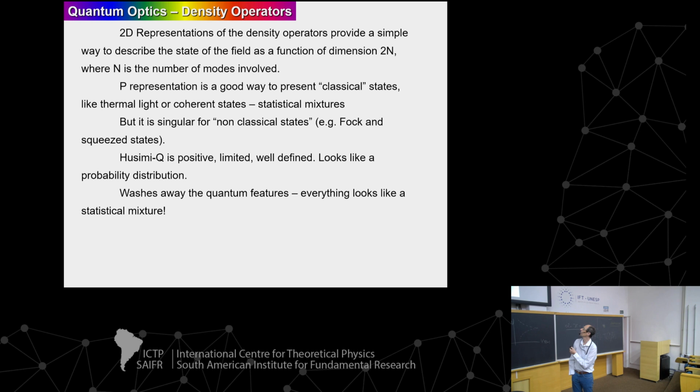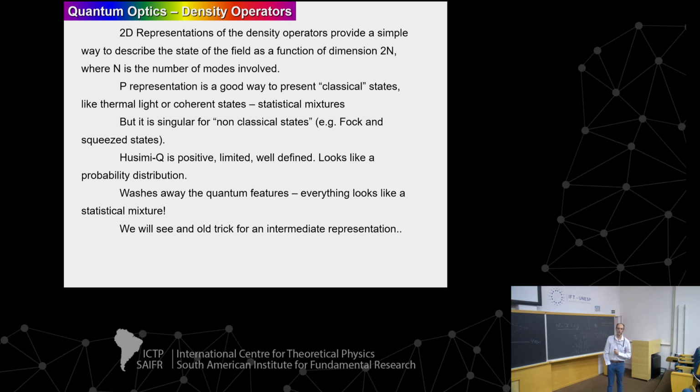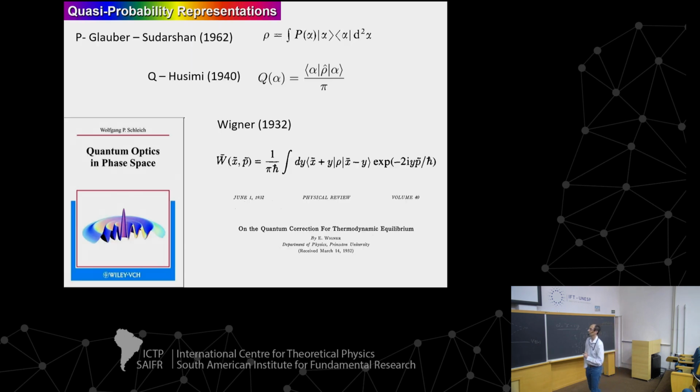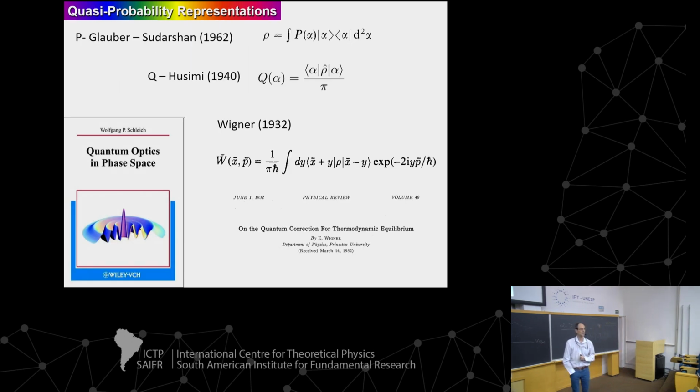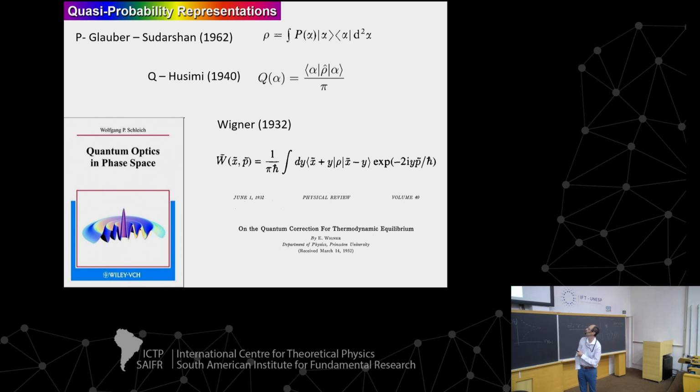So while P gives you a clear frontier that's hard to cross, in Q you don't see the frontier, and you don't know that you have crossed it. So there's a trick, even older than the Q, for an intermediate representation. So here I'll be championing the Wigner function from 1932. It's a very popular one.